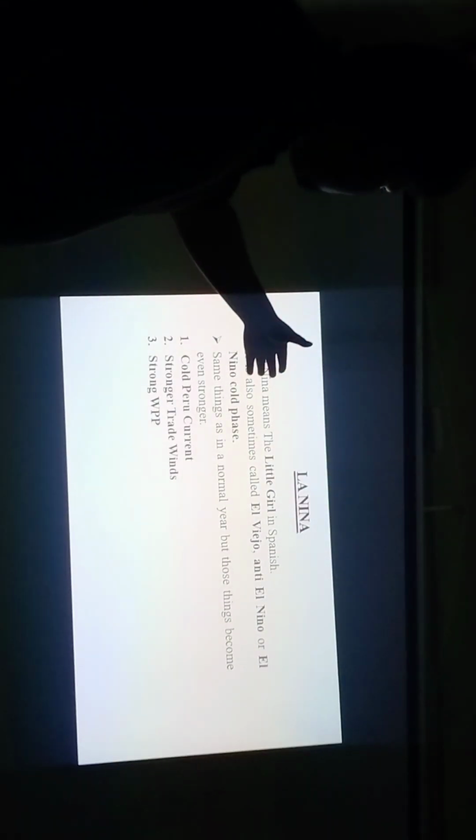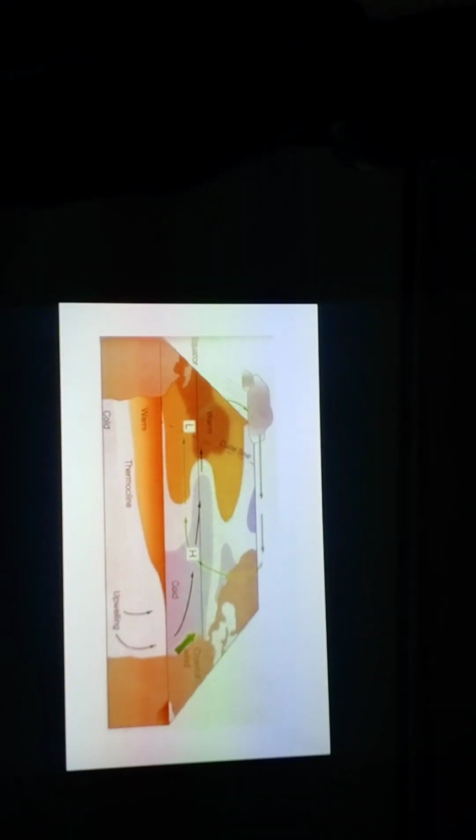Coming to the next phase, La Nina, there is nothing different between La Nina and the neutral phase. La Nina is simply the intensified version of the neutral phase. La Nina means little girl in Spanish, and it is also sometimes called El Viejo, the El Nino cold phase. As written here, same things as in a normal year, but those things become even stronger and more intensified: cold Peru current, stronger trade winds, strong warm Pacific pool, which we will discuss in this diagram.